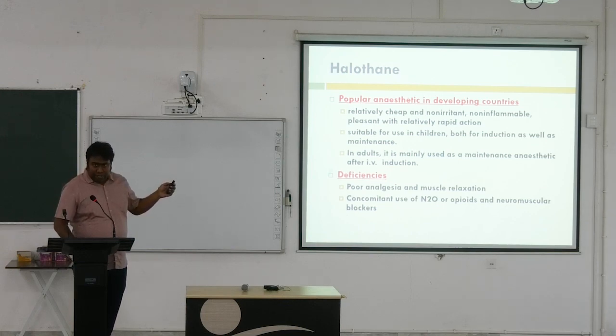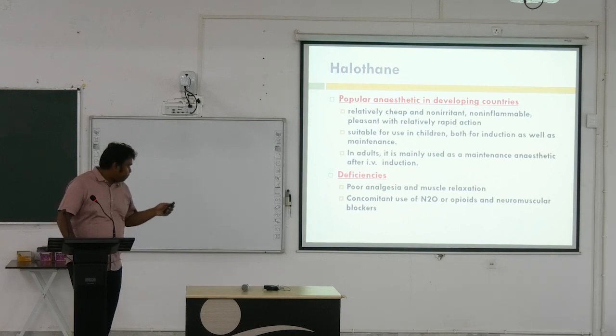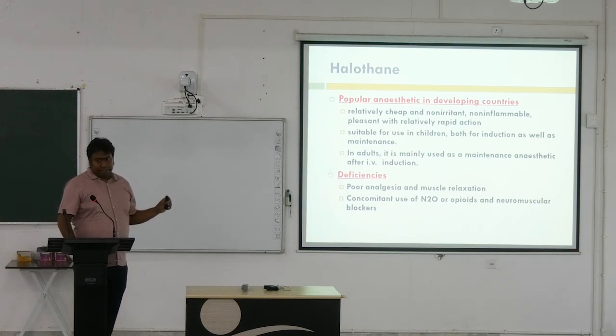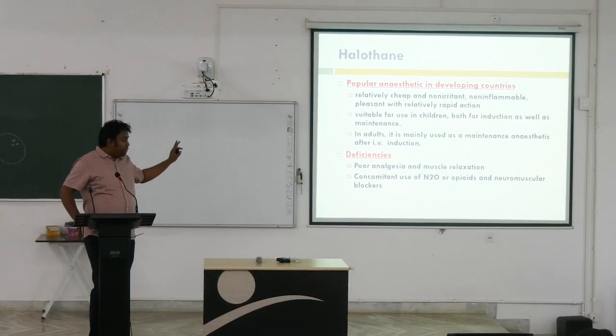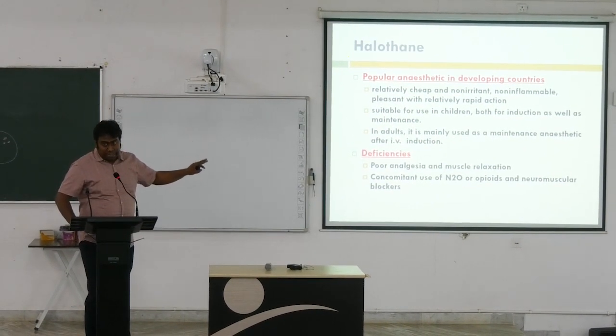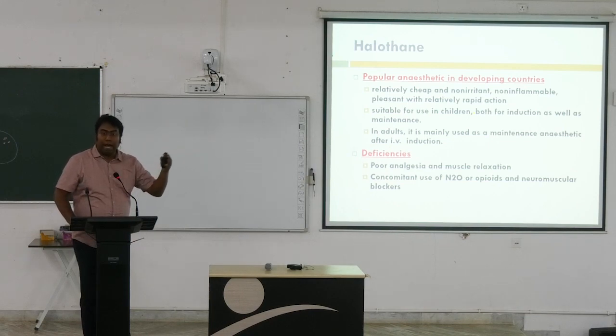Despite all these disadvantages, it is used in developing countries because it is cheap, non-irritant, non-inflammable, and suitable for children for both induction as well as maintenance. In adults, it is mainly used as a maintenance agent. Which one among these three general anesthetics cannot be used as an induction agent? Halothane, because it is a poor analgesic and poor muscle relaxant in comparison to the other anesthetics.